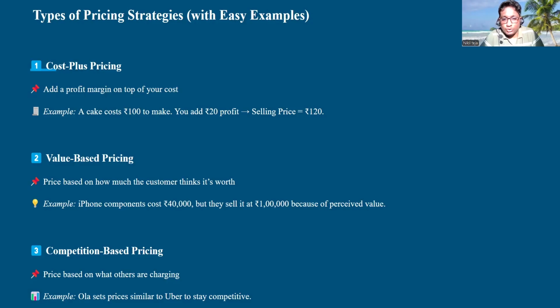Ola sets a price similar to Uber to stay competitive, right? So Uber will be setting somewhere around 40 rupees, so Ola will be setting like 38 rupees. So there will be some competitive advantage to Ola. Why? Because it is costing less, and the ride is also getting booked. So that is the reason why people follow competition based pricing too.